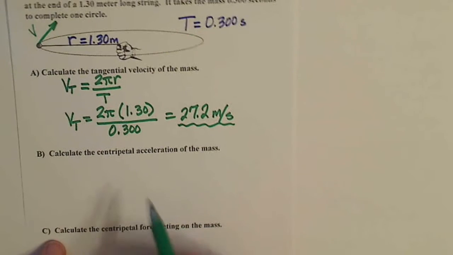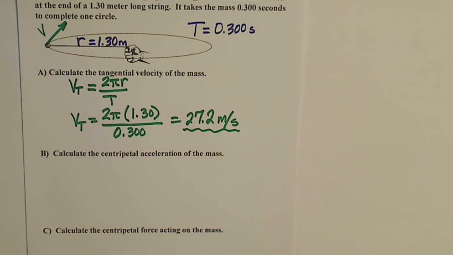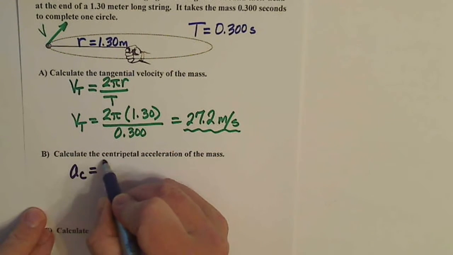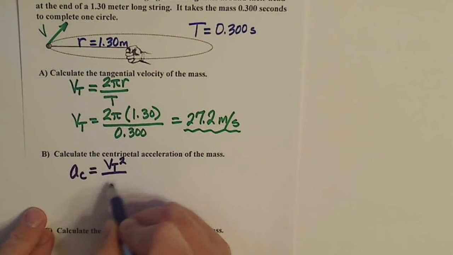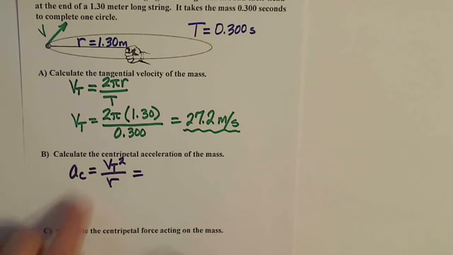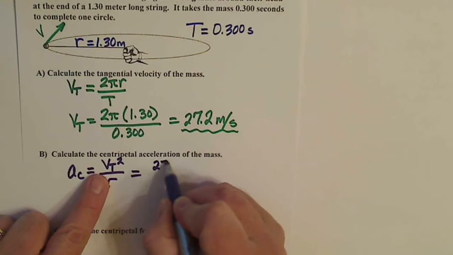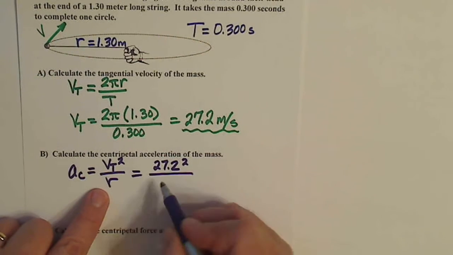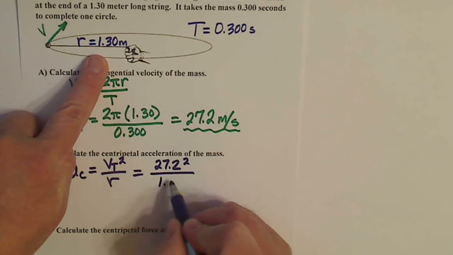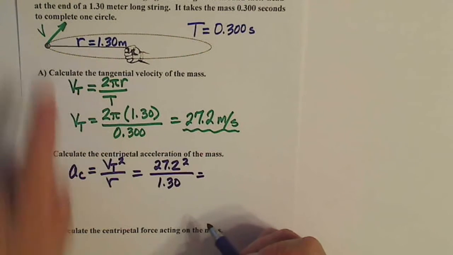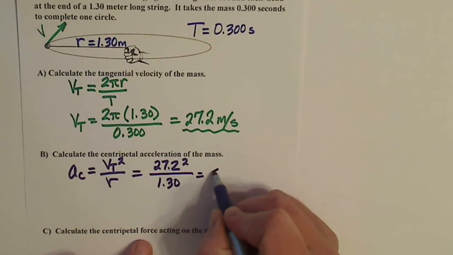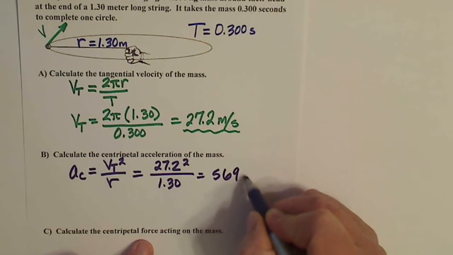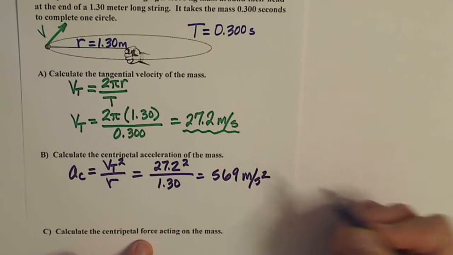Part B. They want us to calculate the centripetal acceleration. The centripetal acceleration is the tangential velocity squared divided by the radius. So, the tangential velocity we just found, 27.2 squared, divided by the radius, again, which is 1.3. And if you do that, you get 569 meters per second squared.